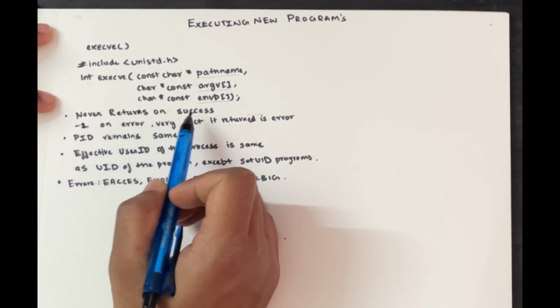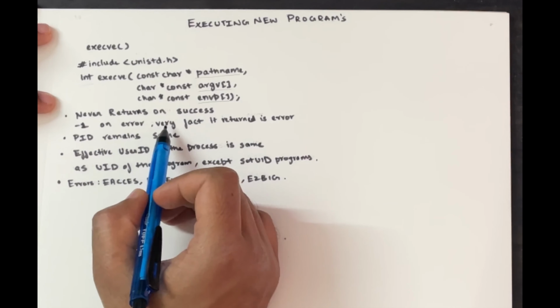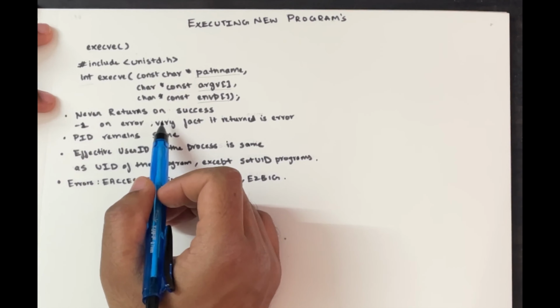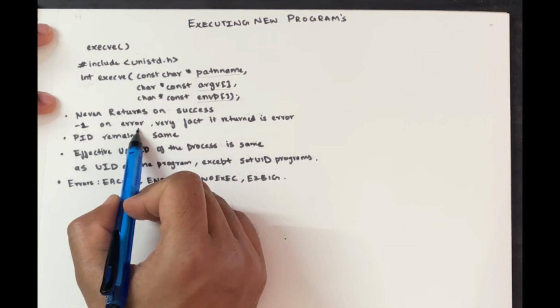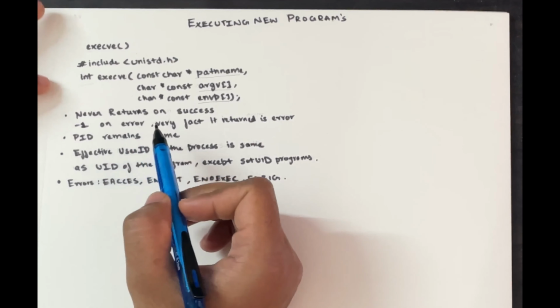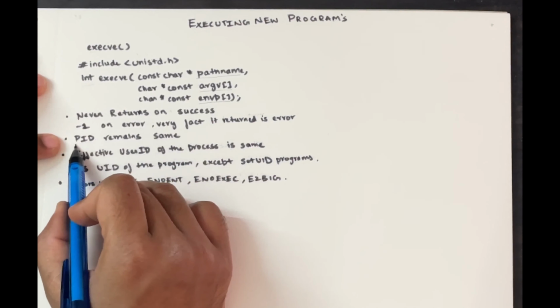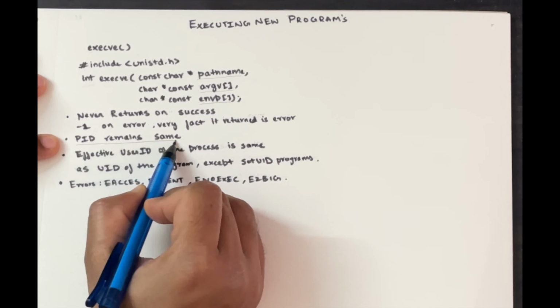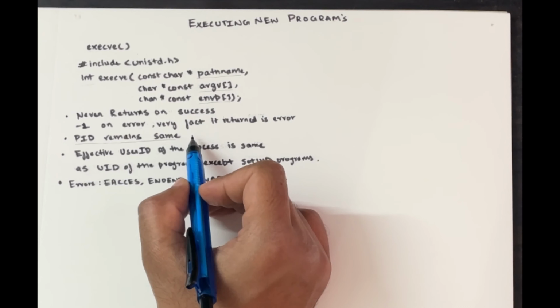execve never returns on success. The very fact that it returned is an error. -1 is the error value, and we can check the global error variable, errno, to see what was the exact error. The process ID of the new program remains the same. This is because the existing process now runs a new program.